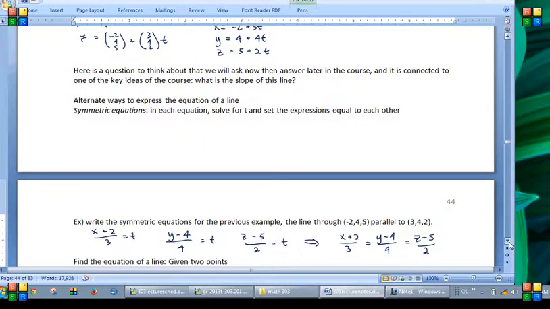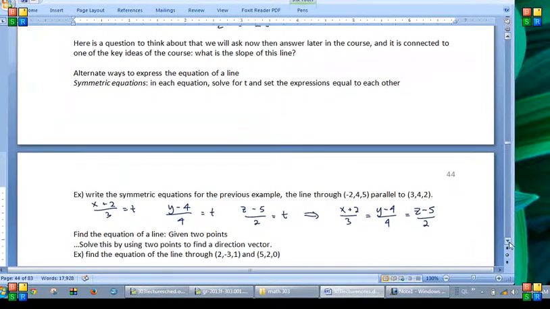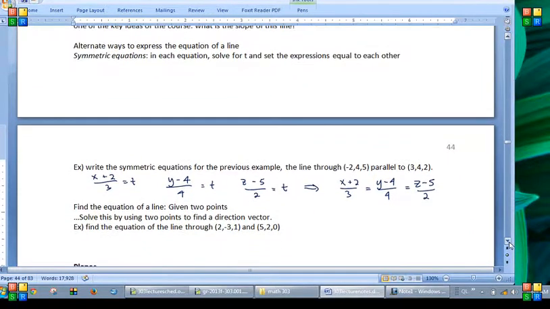Okay. So here's another kind of problem that we now know how to do. Find the equation of a line given 2 points. But now we're going to do this in 3 dimensions. So how does that work in 3 dimensions? Find the equation of the line through these 2 points, (2, -3, 1) and (5, 2, 0). So how do we do that? Now we know it's going through 2 points, so there's 2 positions. Right. We need to find the vector. Exactly. We have 2 positions, we have 2 points.